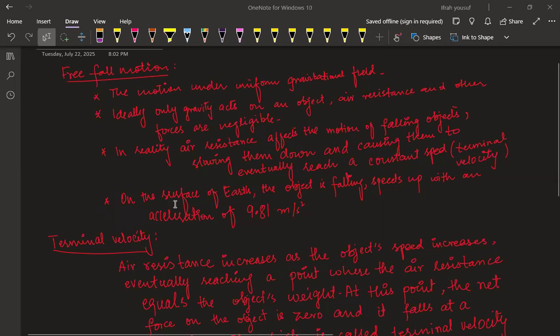So we are discussing what free fall motion is. It is the motion that takes place under the gravitational field, and we have already had an understanding of the gravitational field. What is a gravitational field? It is the field due to heavy masses, so that other heavy masses can experience a force of attraction, the force of gravity.